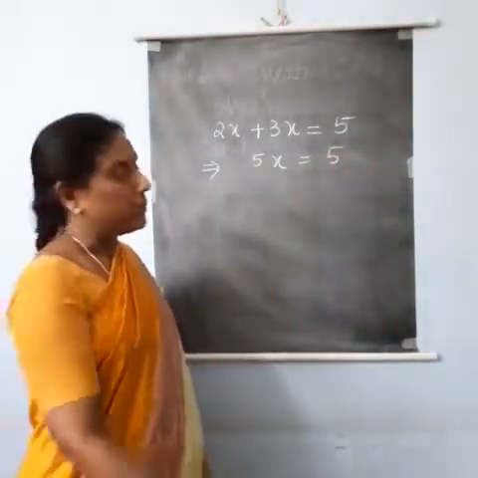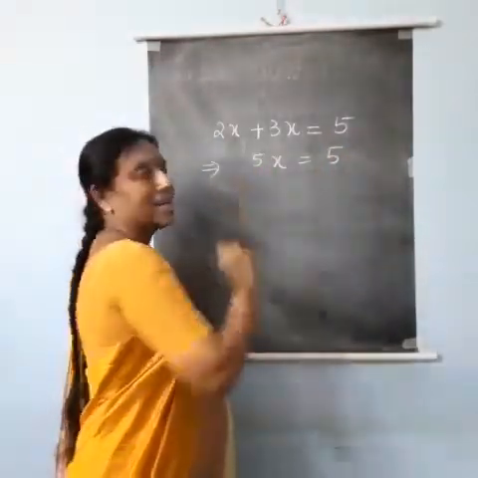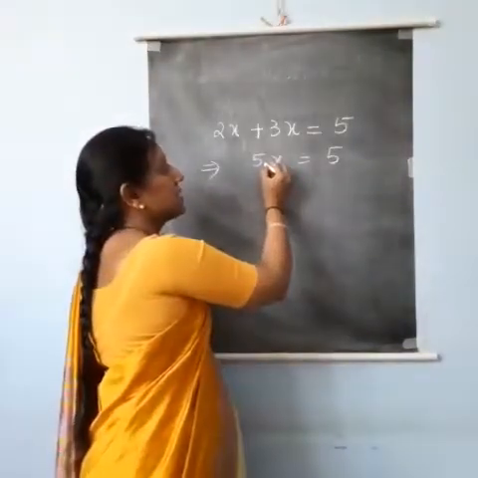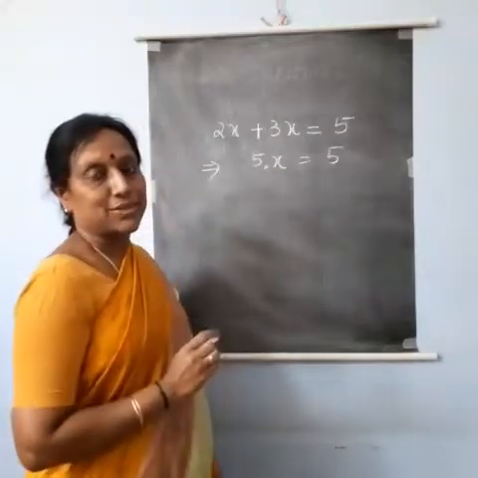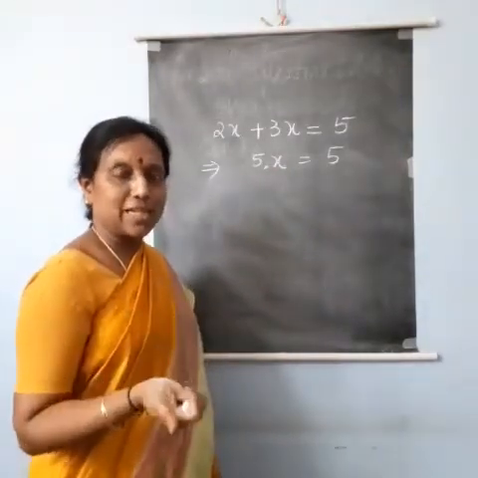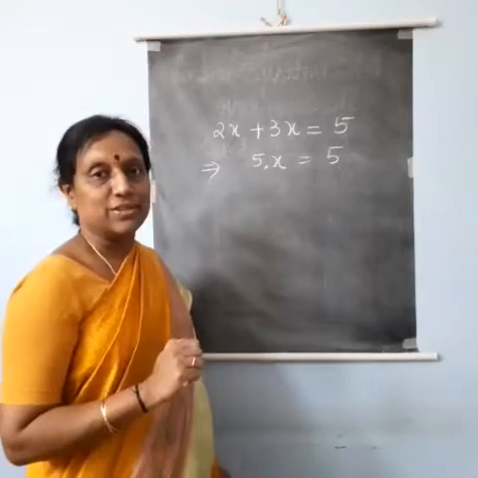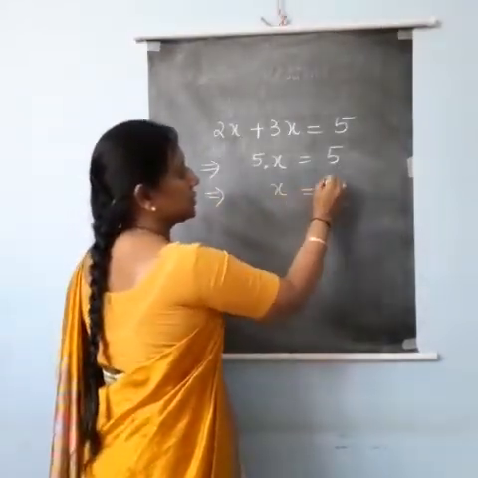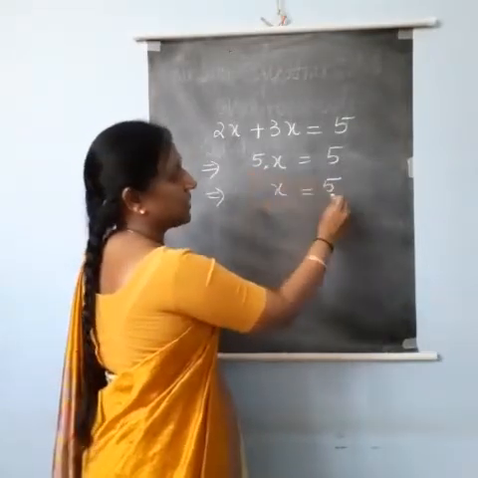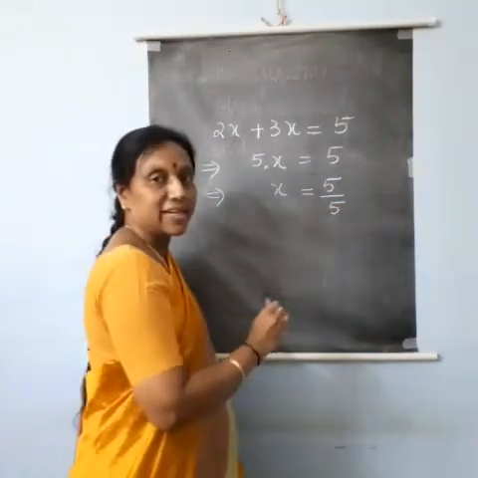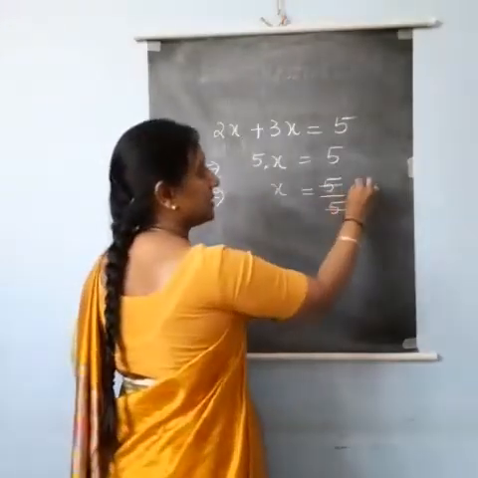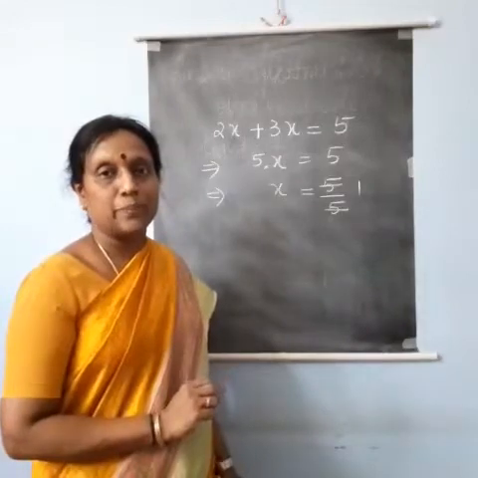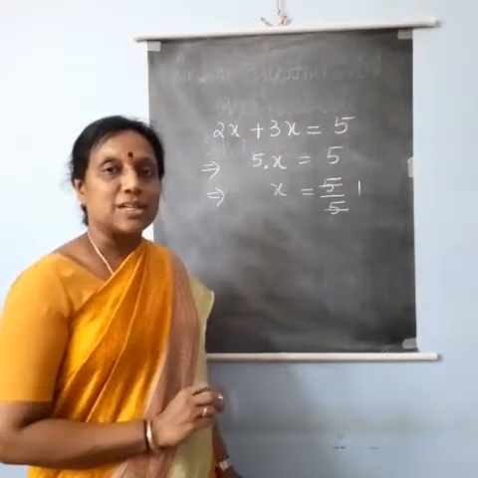Correct. Now, what is the sign between 5 and x? When there is no sign, it is understood, it is multiplication. So multiplication, when you take it to the other side, it will become division. Okay. So what will this become? x is equal to 5. Transposing this 5 that side, I will get 5 divided by 5, and so my solution for this equation is 1. Have you understood? Shall we try another one?